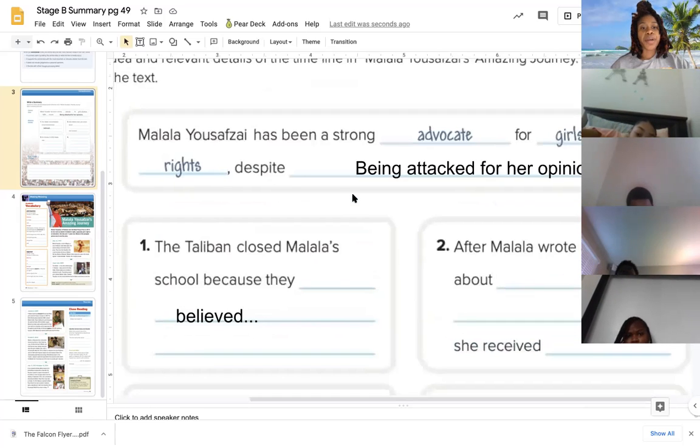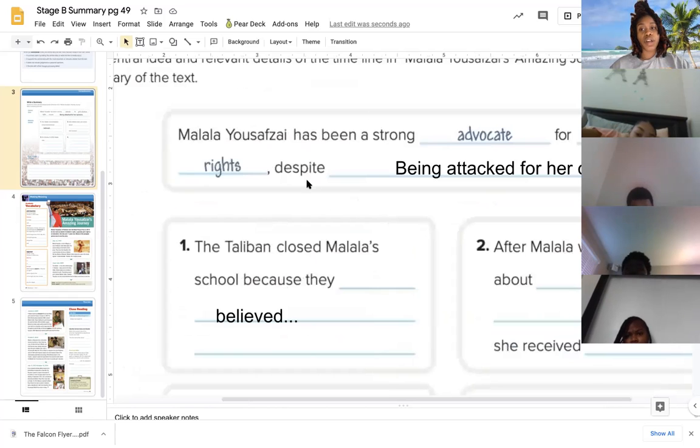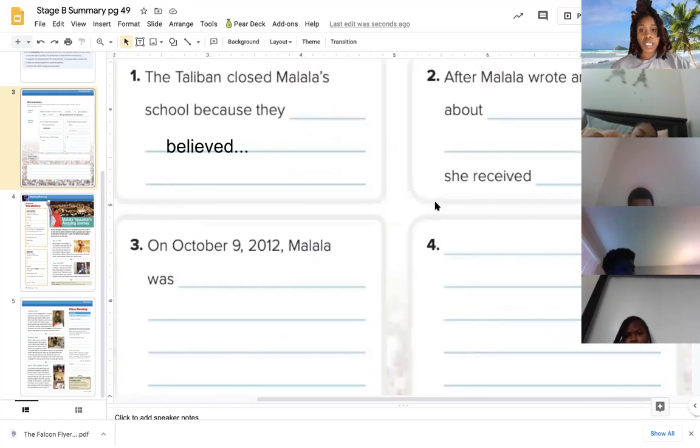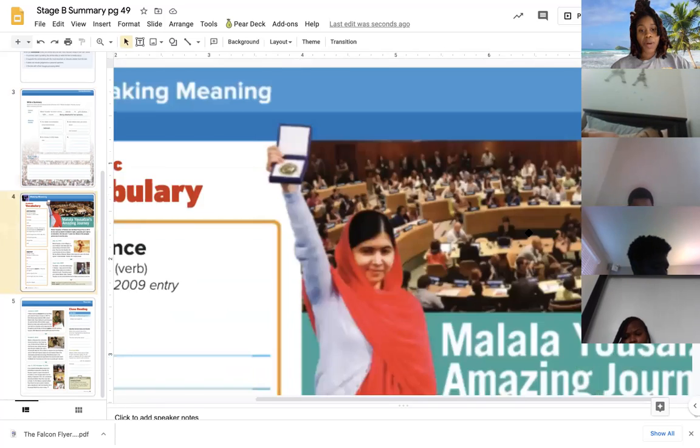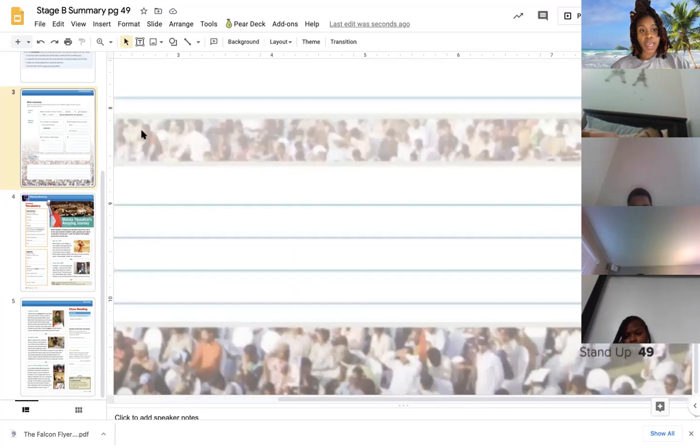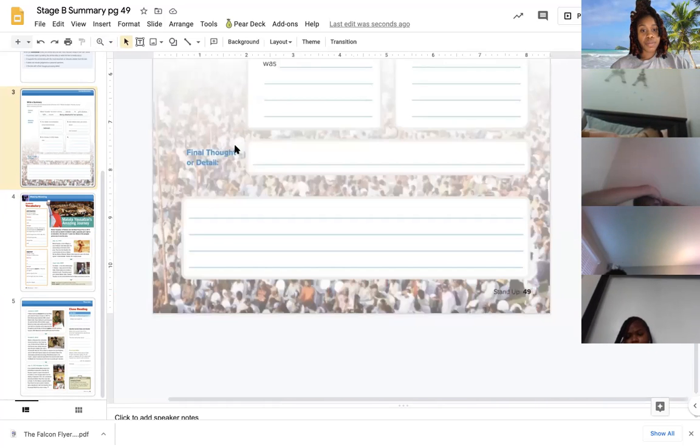All right, so remember, our relevant details are going to help support, tell more, give more info to this central idea. When we come back on Wednesday, you guys are gonna do 2, 3, and 4. And then you're gonna put it all together so that we can make it a complete summary. All right.